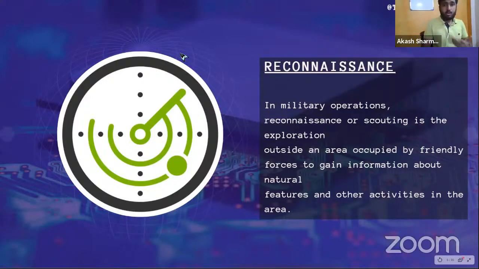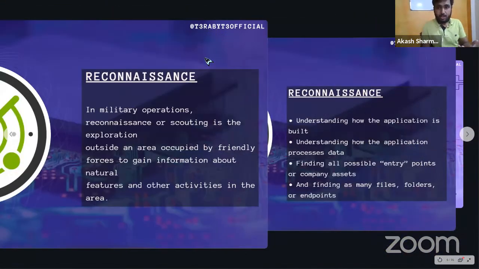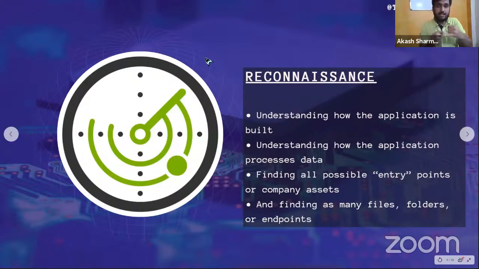If you talk about reconnaissance from a bug hunter's point of view, we are basically understanding how the application is built, what the functionalities are, how the application processes the data, and how the data is communicated, transferred, manipulated, and modified. Finding all the entry points or company assets. Entry points and endpoints are two different things. We'll talk about them in the upcoming time, just in a few minutes.